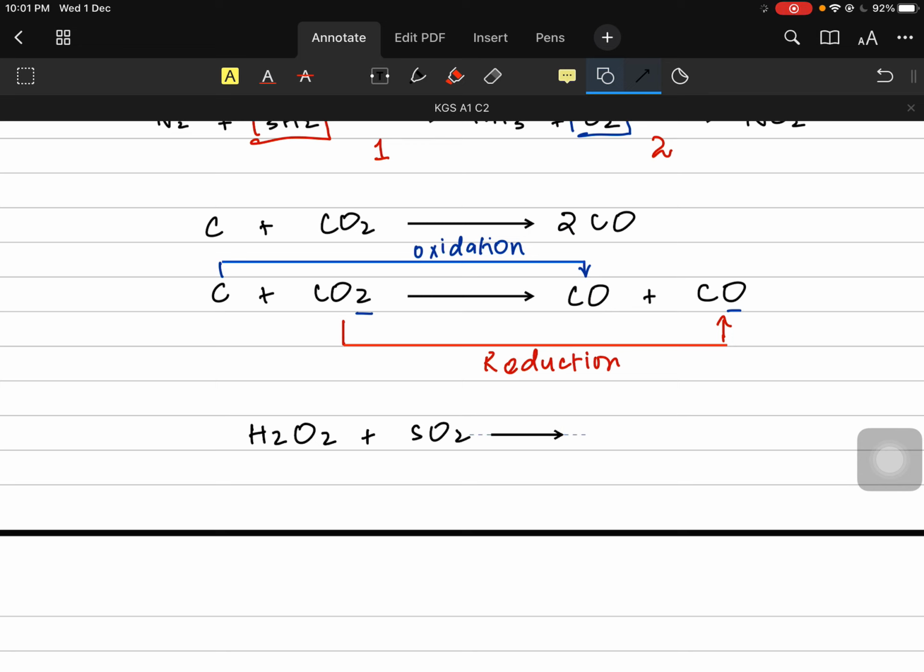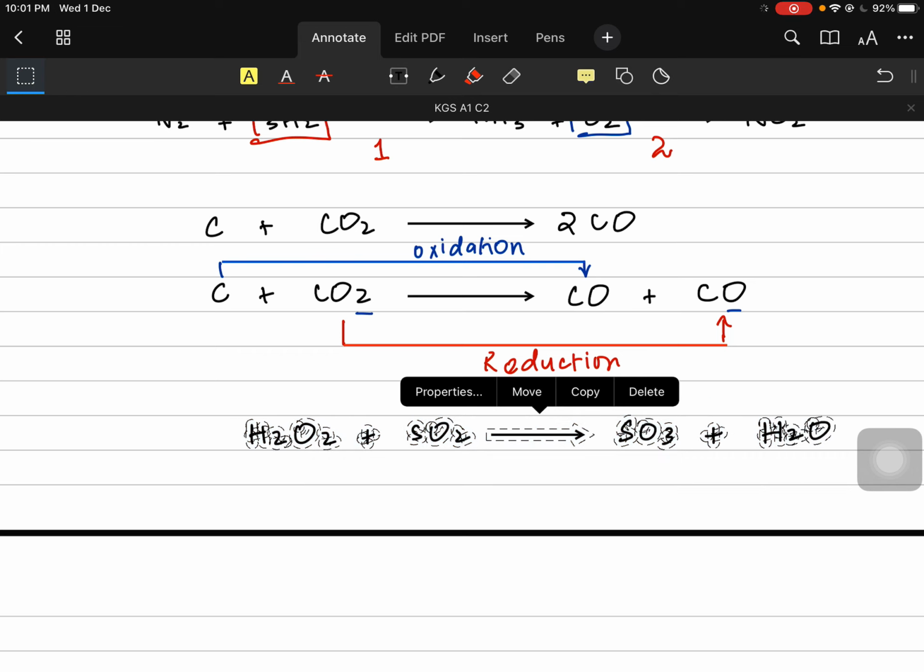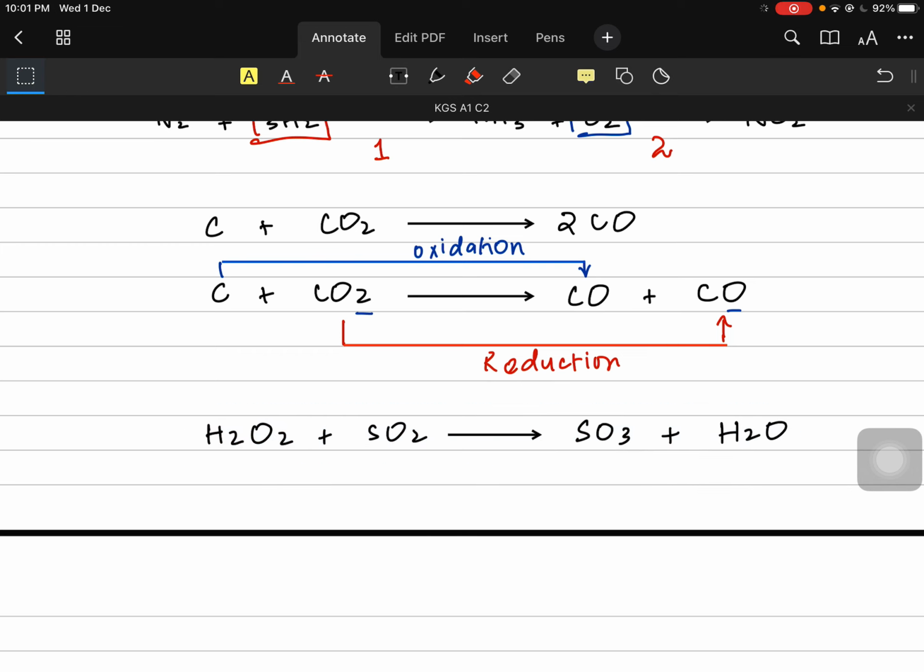You'll use an arrow over here, and what you get is SO3 gas and water molecules. So the left side molecule is hydrogen peroxide, which is H2O2. What happens is that H2O2 reacts with SO2 gas, which is sulfur dioxide gas. It forms sulfur trioxide gas, and water molecules are here.